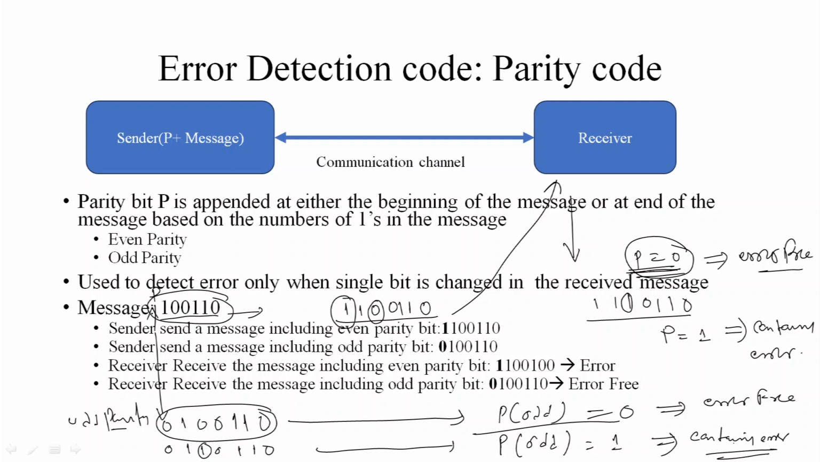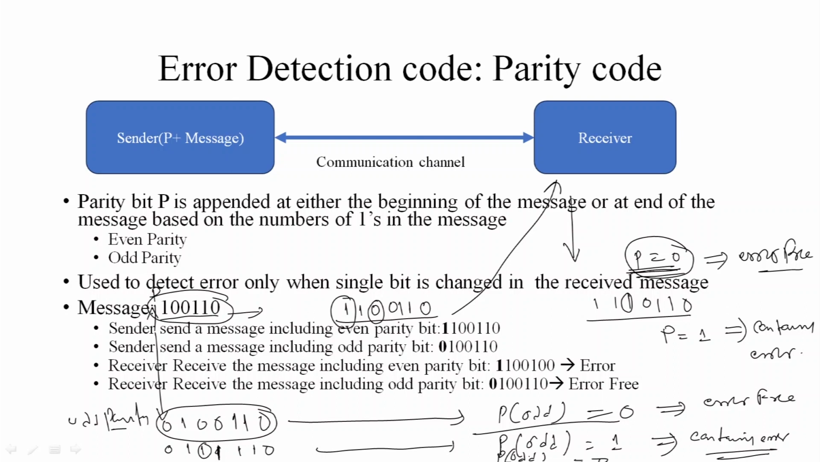But suppose 2 bits are changed, like this bit is also changed. Then P odd is again 0. This shows that this method is not able to recognize the error when more than 1 bit is changed. The parity bit is generally used for detecting a single bit error. It is not used for correcting errors.